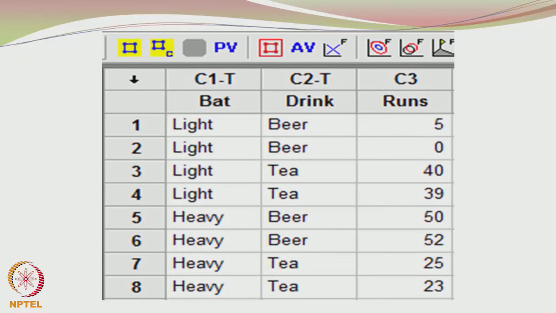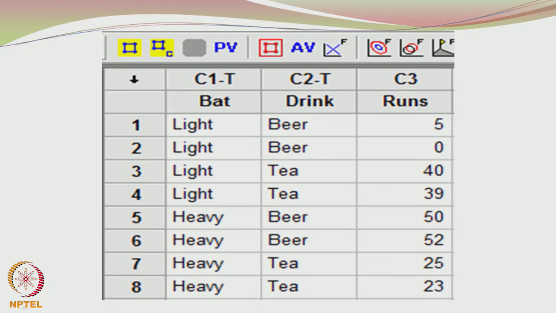Welcome back to this continuation on Introduction to Design of Experiments. We will start with a simple example, definitely a fictitious one. So, I am presenting data in a table which contains the runs scored by a batsman in the game of cricket. I hope all of you know this game and know its rules.